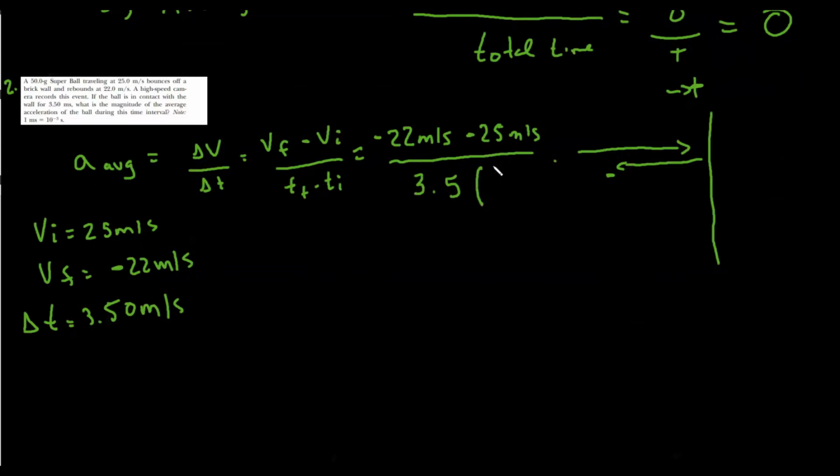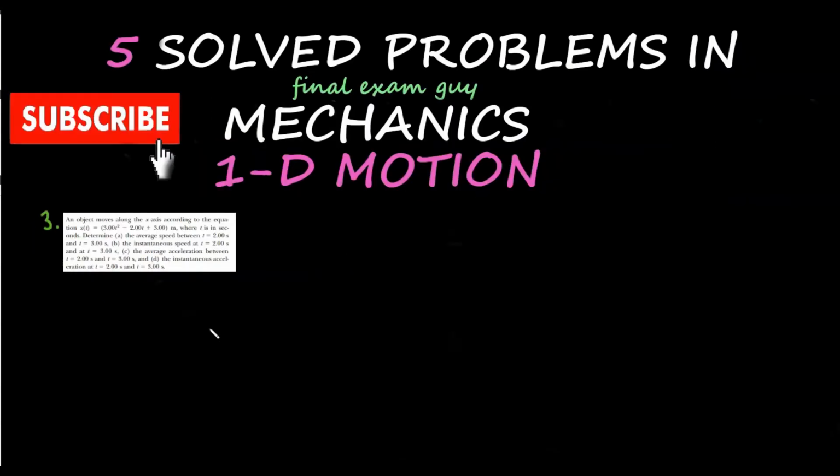So we have to get it in seconds. So the dimension would be this, negative 3 seconds and over 1 millisecond. And our answer would be 1.34 times 10 to the 4 meters a second squared. That's the average acceleration.